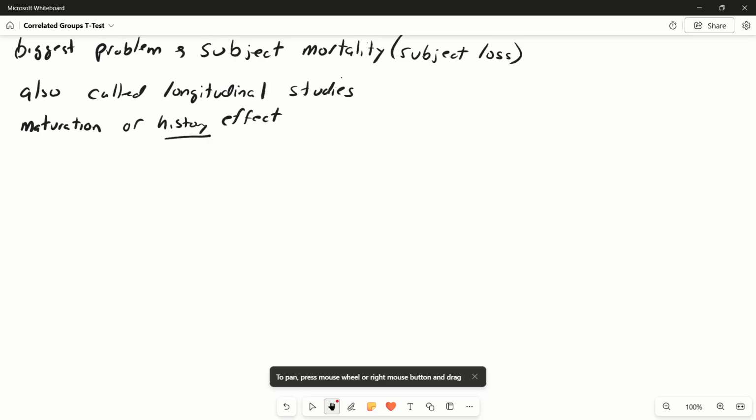Right? There's a whole bunch of other ones. There's instrumentation, but these are the most common ones. And history is a big problem. You also have order effects, where the order in which you complete the different conditions can play a role. Those order effects can be reduced by something called counterbalancing, the order in which participants partake in the multiple conditions of your study.